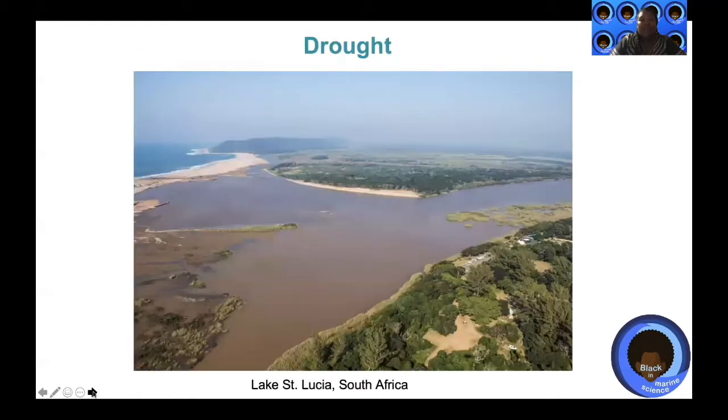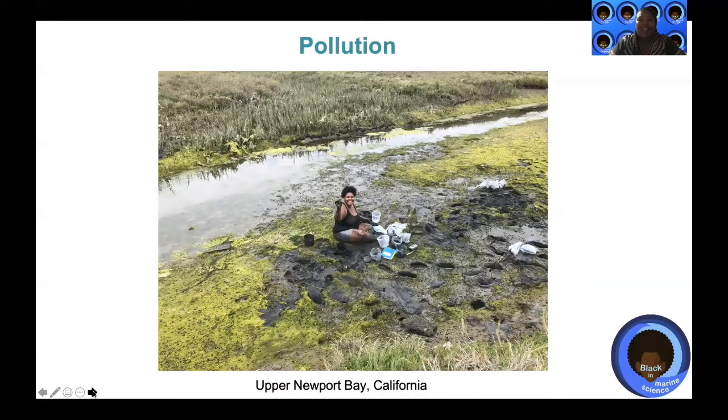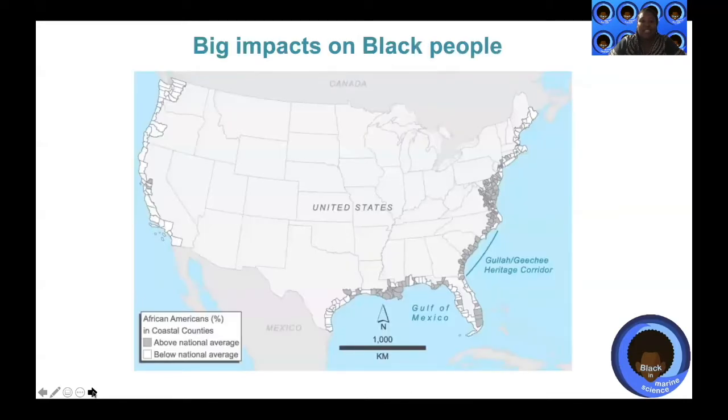So things like droughts can occur. Here's an example in the largest estuarine system in South Africa. There are droughts causing the estuary to dry up. Things like flooding are occurring in the Thames in the United Kingdom due to sea level rise. And then also pollution, nutrient pollution, leading to these large algal blooms that can take over the ecosystems, like here in Southern California.